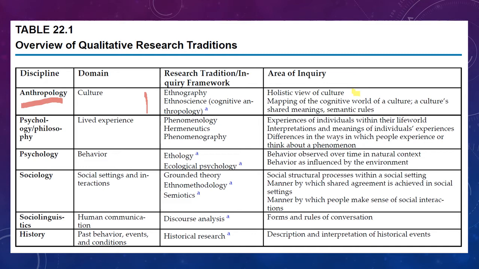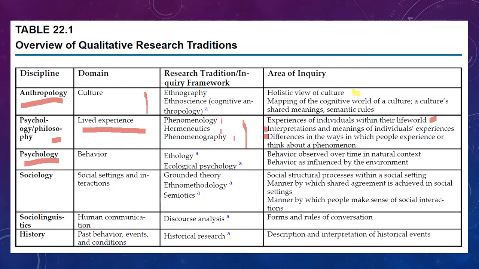Now, in the psychology and philosophy field, the domain is the lived experience. So these are the research designs: phenomenology, hermeneutic phenomenology, and phenomenography. This is another research approach. So the area of inquiry, you're looking at the lived experience of individuals, looking at the life worlds. We will discuss that later on. Interpretations and meanings of individuals' experiences, differences in the ways in which people experience or think about a phenomenon. So this has roots in psychology and philosophy.